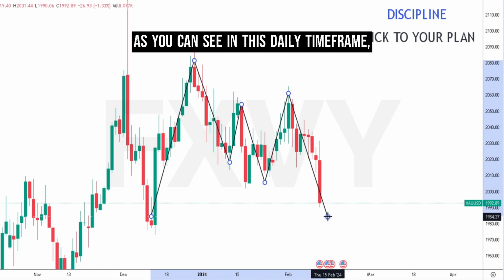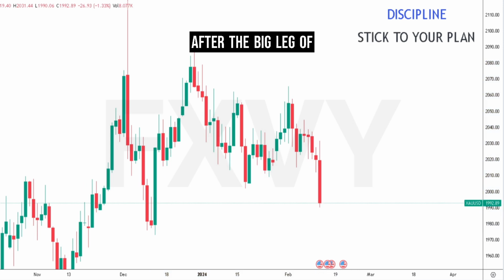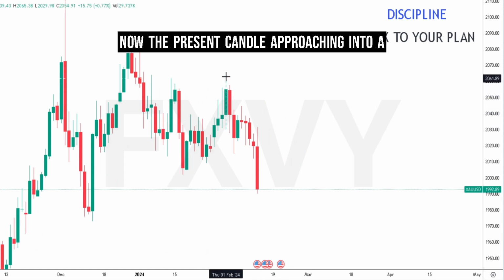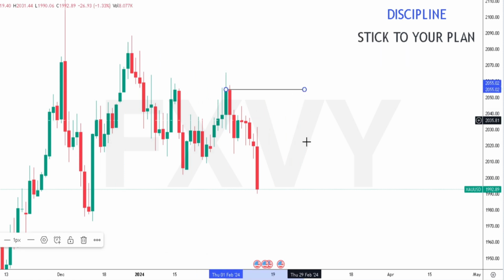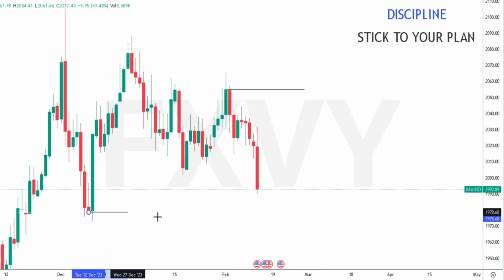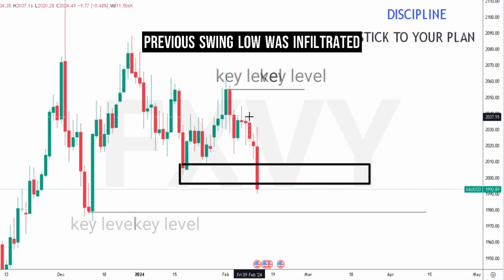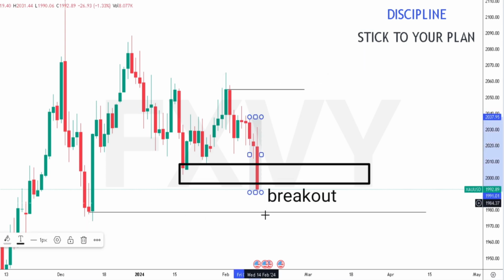As you can see in this daily time frame, after the big leg of uptrend, the market has gone into consolidation and now the present candle is approaching a key level. To take note, the previous swing low was infiltrated.